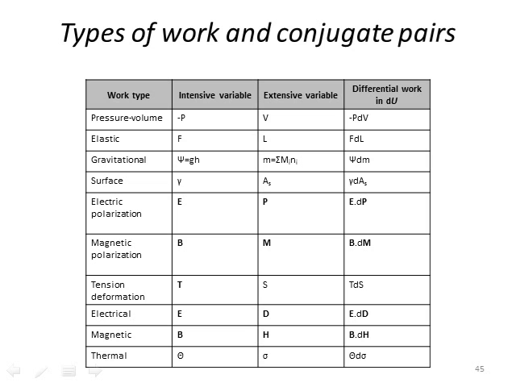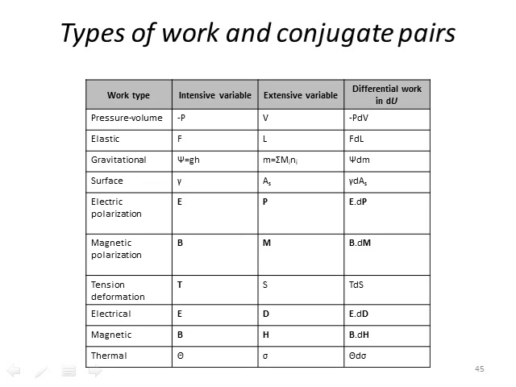Now, for these types of systems, we define types of work that are to be used in the internal energy, and something called conjugate pairs. So these are pairs that give you different types of work that we consider. These are the essential work terms: pressure volume, elastic work, gravitational work, surface work, electric polarization.